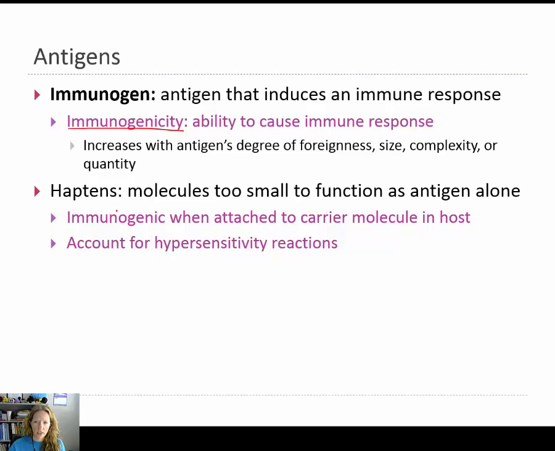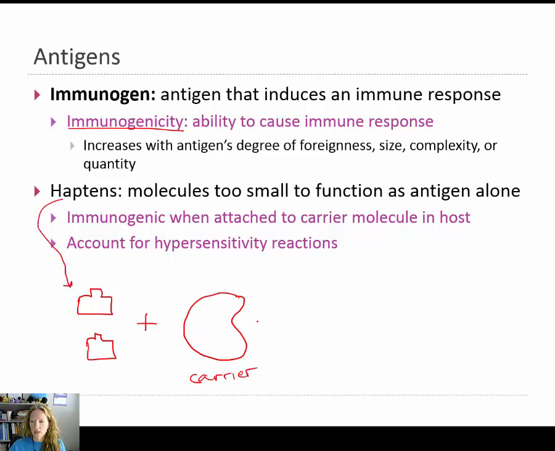Haptens are going to be these molecules that are way too small to function as an antigen alone. So usually they have to attach to some type of carrier molecule. So let's say that I have this nice little hapten molecule right here. Here's another hapten molecule. If this enters the body, not going to do anything. So usually what happens is they are going to use this carrier. Here's a carrier. There's my hapten. These are my hapten molecules. And they are going to attach to a carrier.